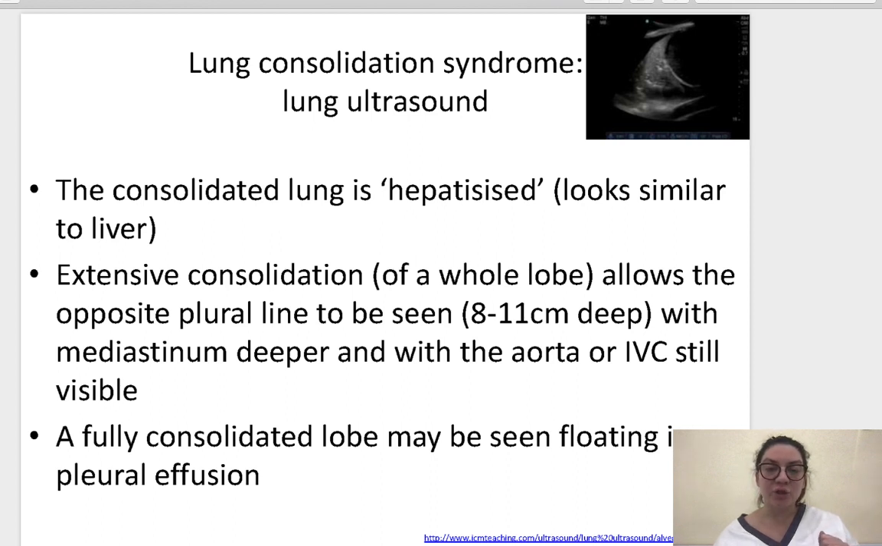Extensive consolidation of a whole lobe allows the opposite pleural line to be seen from 8 to 11 centimeters deep, with mediastinum deeper and with the aorta or IV spaces still visible. A fully consolidated lobe may be seen floating in pleural effusion.